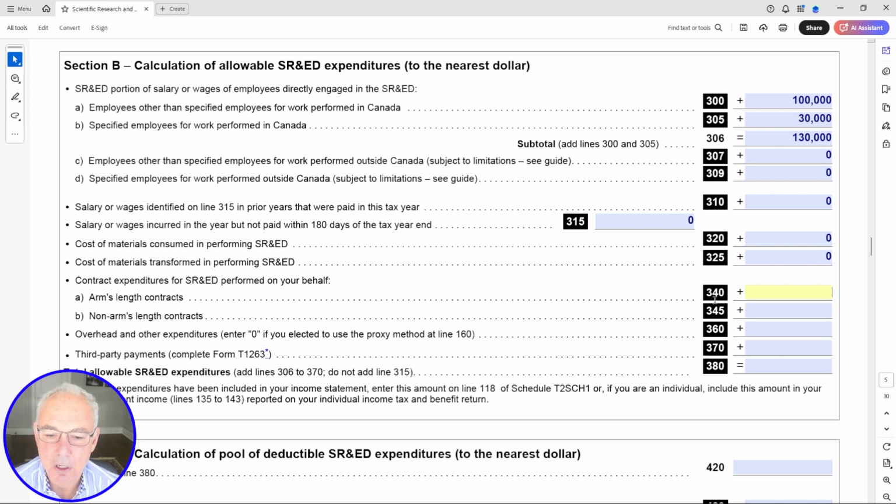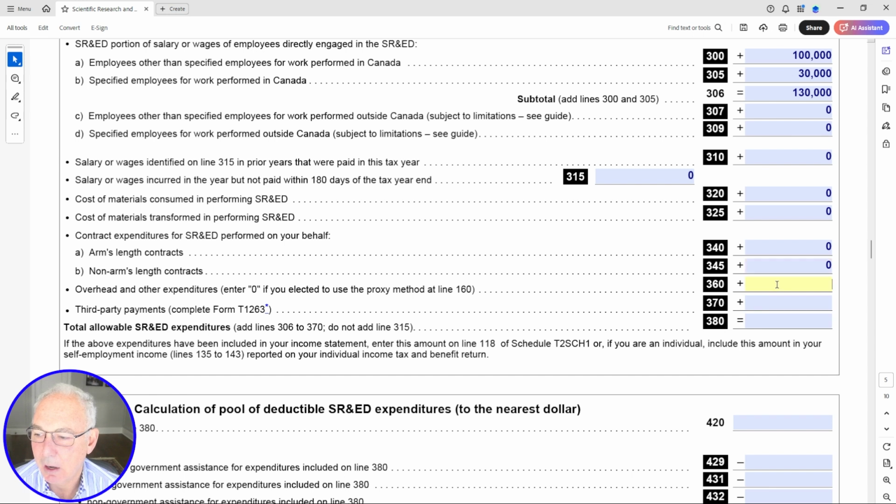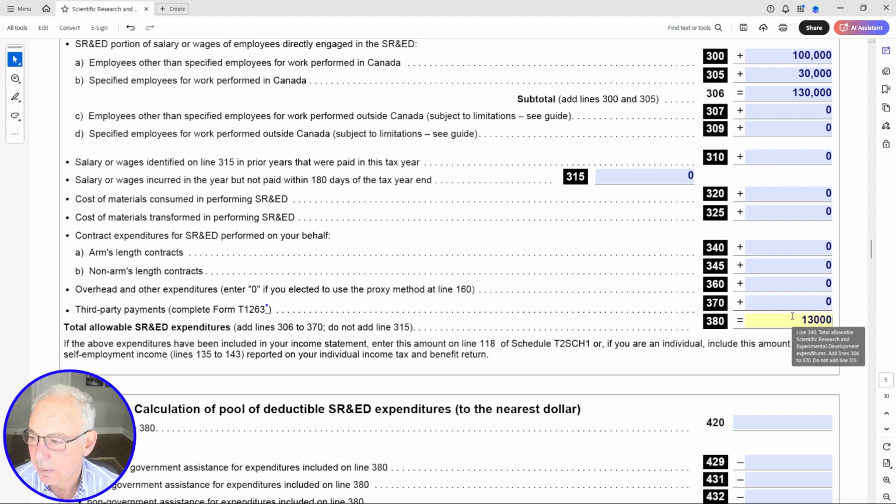This is for contractors. So sometimes you'll use a contractor to do some work for you, and this could be all sorts of different types of work. Anything that might relate to SRED, but we're going to assume that we had no contractors and we didn't have any overhead. Now, it says that if you use the proxy method, you have to put 0 in here. So we're just going to do that. There were no third-party payments. So when I add everything up, we're still at $130,000. Let's try that again.